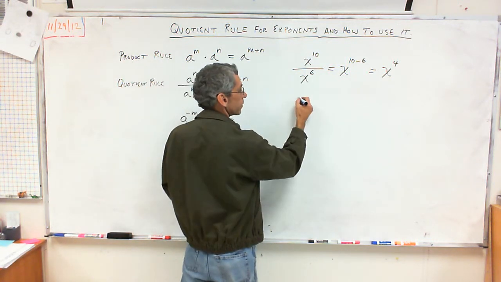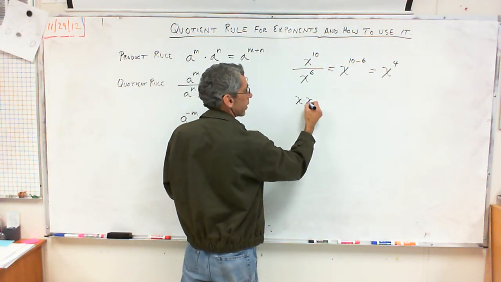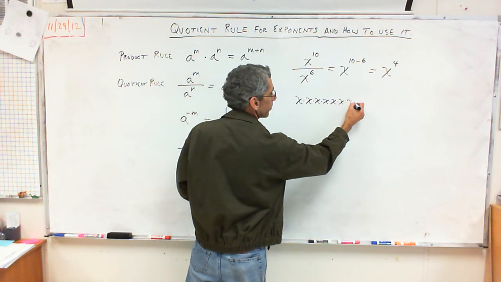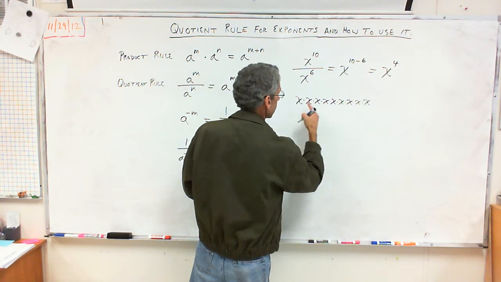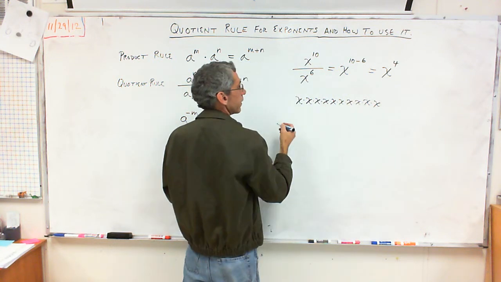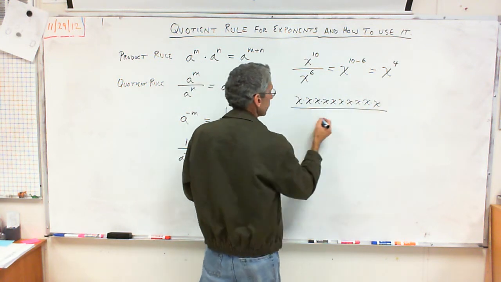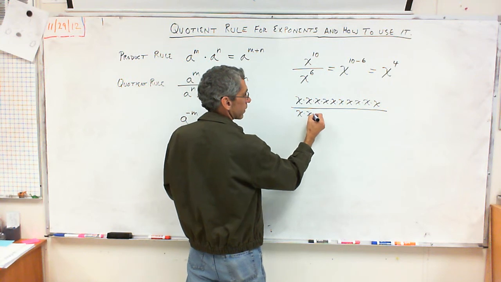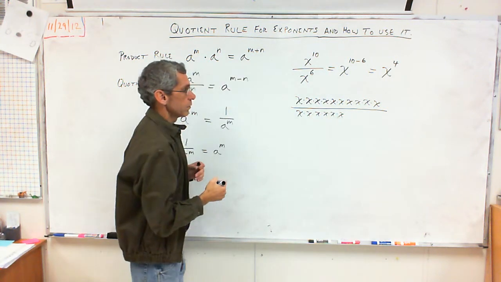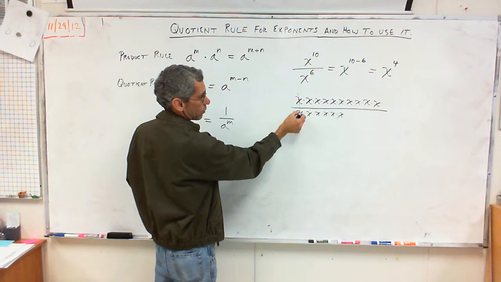What's x to the 10? I don't really want to, but we'll do it. x times x times x times x. Am I doing this right? 1, 2, 3, 4, 5, 6, 7, 8, 9, 10. That's x to the 10. This is x to the 6: x times x times x times x times x times x. Right? So x over x is equal to 1.